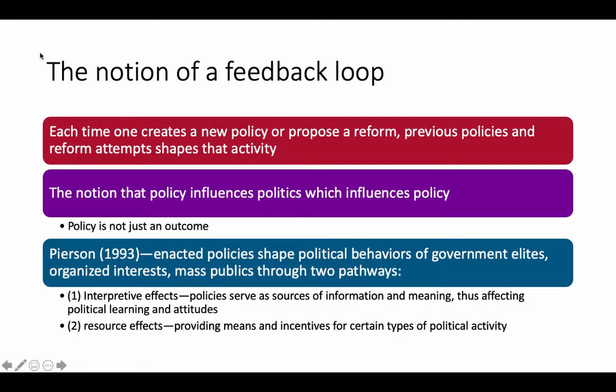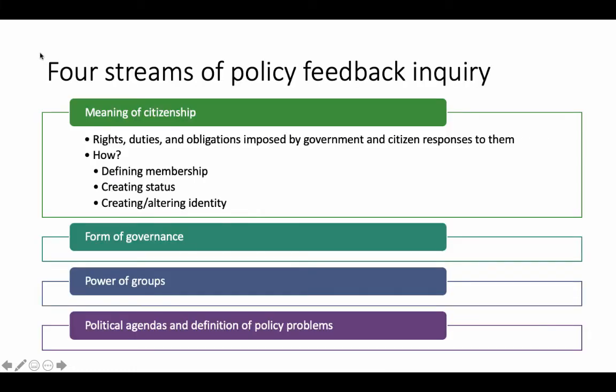This comes from an article in 1993 written by Pierson, which started as an article and later went on to a book, which talked about the fact that enacted policies shape political behavior through government elites, through organized interests, and the mass public at large, really in two ways that we're going to dive into in a little bit. First is the interpretive effects, kind of sources of information and meaning that affect our political behavior, and resource effects. This is really just resources, money, time, etc., for certain types of political activity. The idea here is that policies can create these effects that then change political behavior. And so instead of the policy being the output, we can think of policy and political behavior as an output in the policy-making sphere.